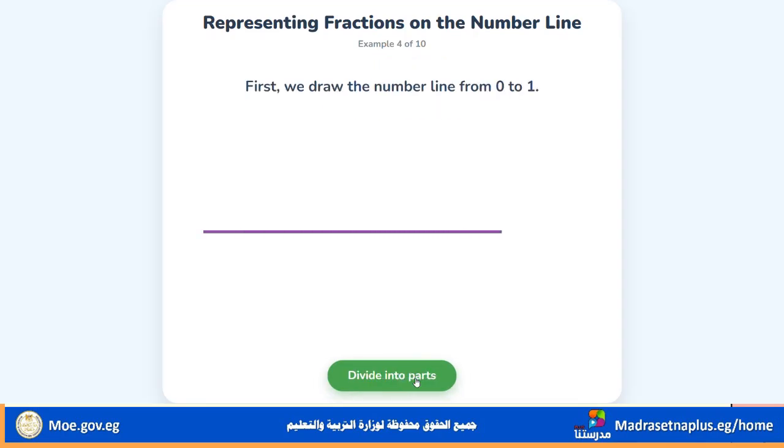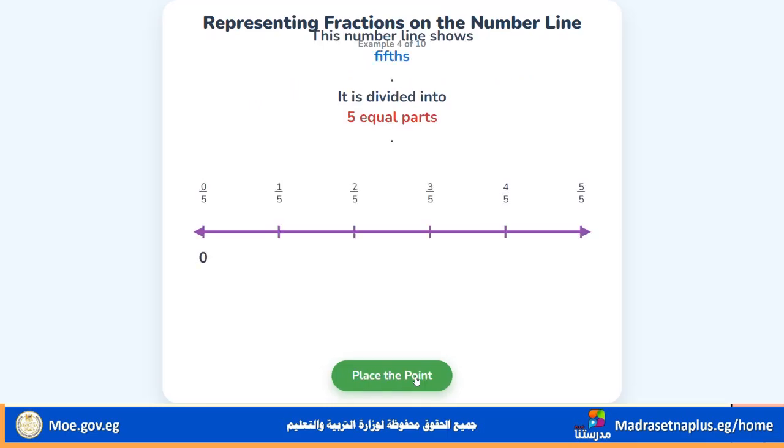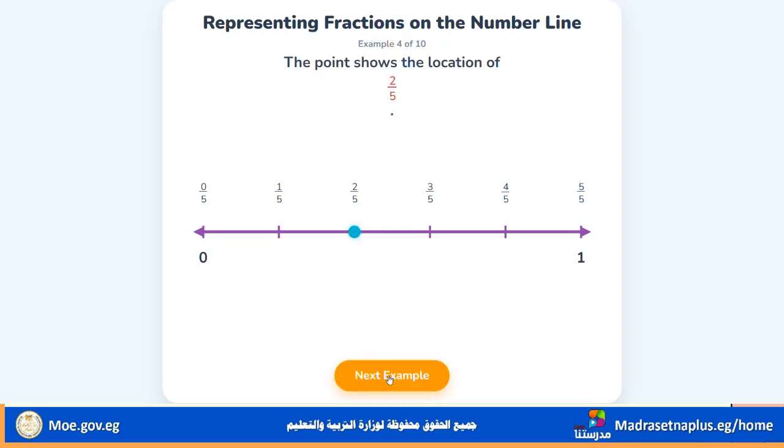Let's draw a number line. Divide it into 5 equal parts. I need to place 2/5. It's easy now. Let's place 2/5. Yes, this point represents 2/5.